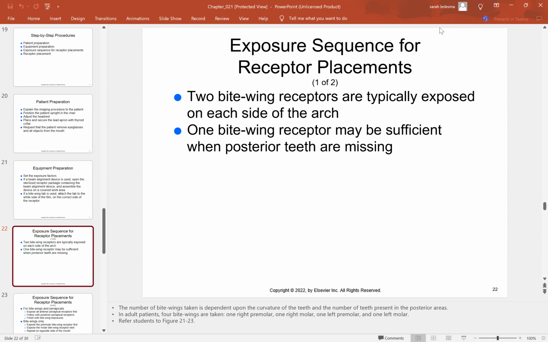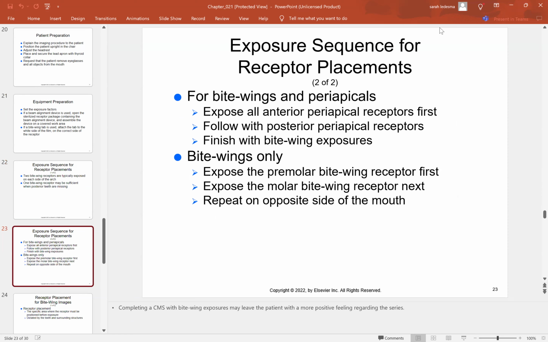Exposure sequence for receptor placements. Two bite wing receptors are typically exposed on each side of the arch. One bite wing receptor may be sufficient when posterior teeth are missing. For bite wing and periapicals, expose all anterior periapical receptors first, follow with posterior periapical receptors, and finish with bite wing exposures. For bite wing only, expose the premolar bite wing receptor first, expose the molar bite wing receptor next, and repeat on the opposite side.